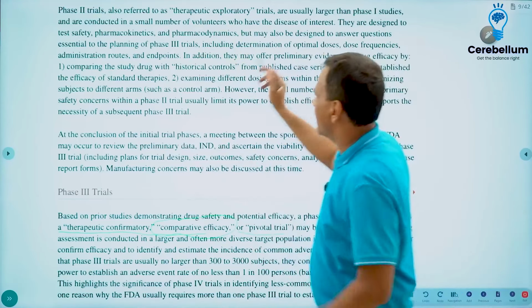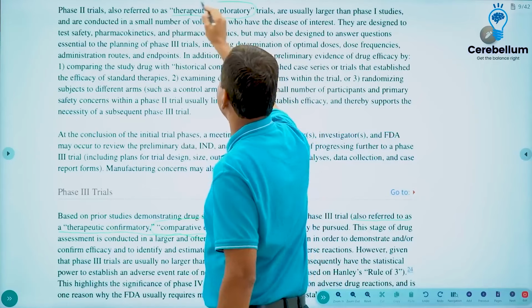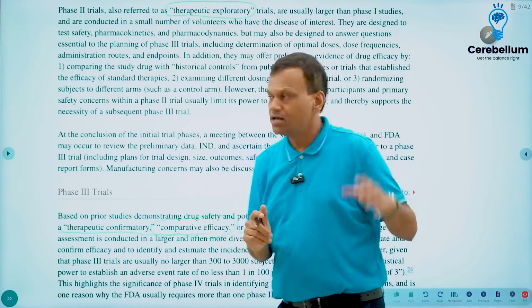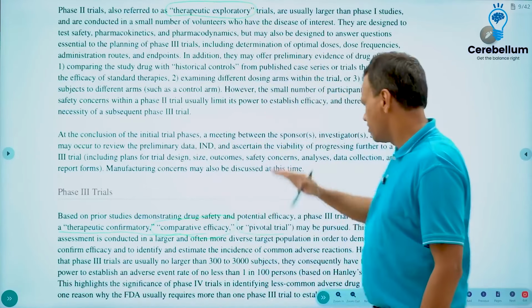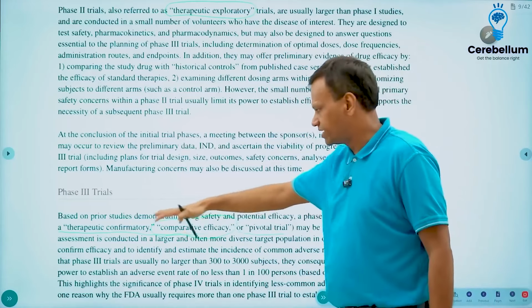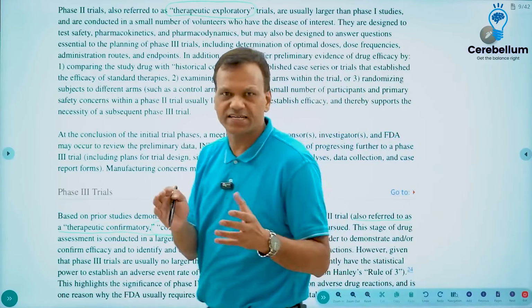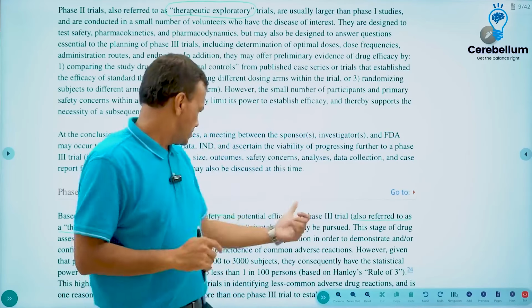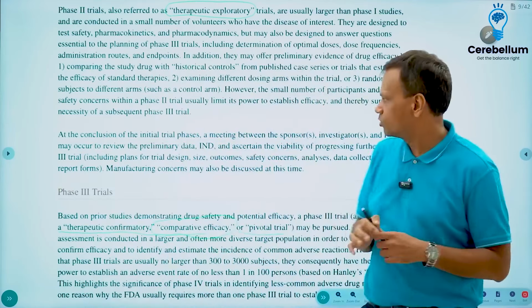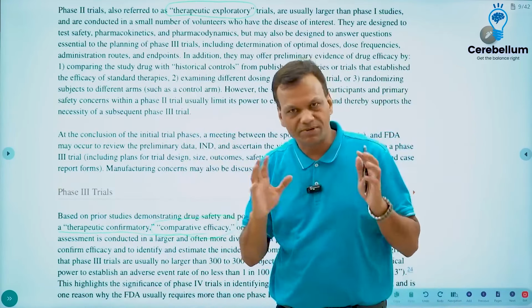It is called a therapeutic exploratory trial. They are not called efficacy trials. So phase 2 is therapeutic exploratory, and phase 3 are comparative efficacy, therapeutic confirmatory or pivotal trials. So as such, just "efficacy trial" is not the right word, it is comparative efficacy trial. So hopefully the concept is clear.